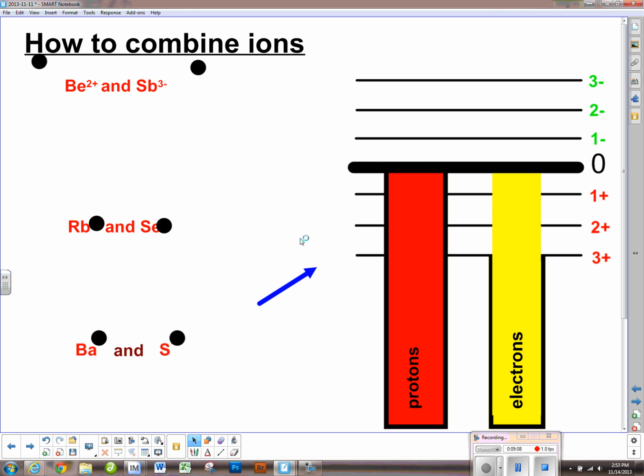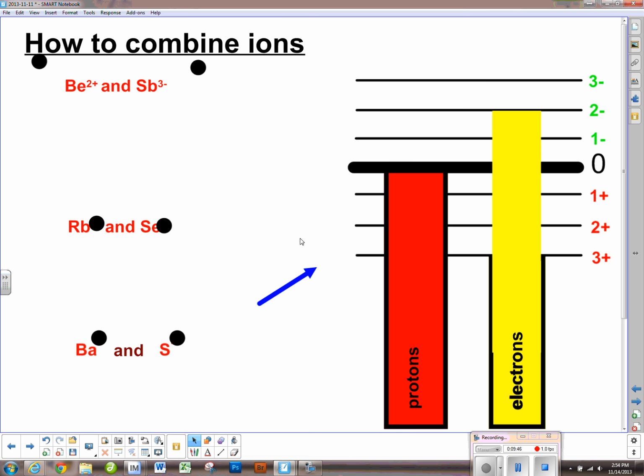Now, let's look at what that means. First of all, for beryllium. Beryllium, the atom has an equal number of protons and electrons, as you're seeing in my little graphic right now. So, when we make him a Be2 plus, what do I have to do to the electron slider? Move it up 2, and that gives us a what charge?